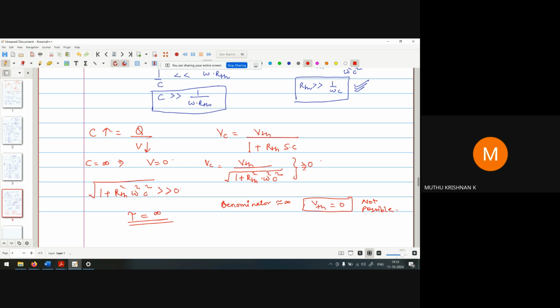And sir, when the time constant is very large, like say infinite, we can't charge it, right? Because it will take infinite time to charge. Yeah, infinite time to charge and infinite time to discharge also.